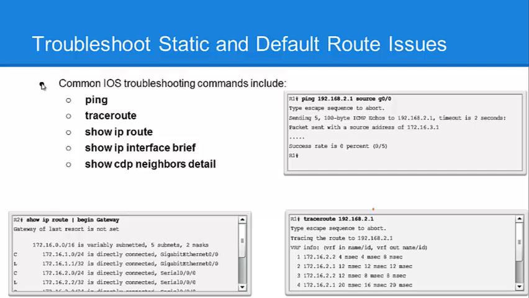Fortunately, there are IOS troubleshooting commands in order to detect or identify a problem in order to solve it. The most common IOS troubleshooting commands are ping, traceroute, show IP route, show IP interface brief, or show CDP neighbors detail.